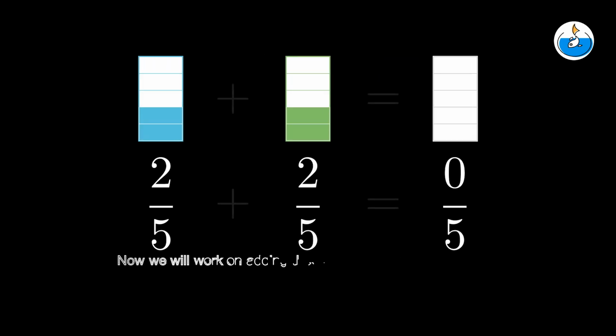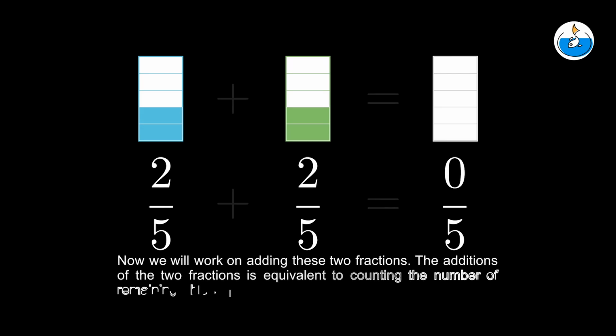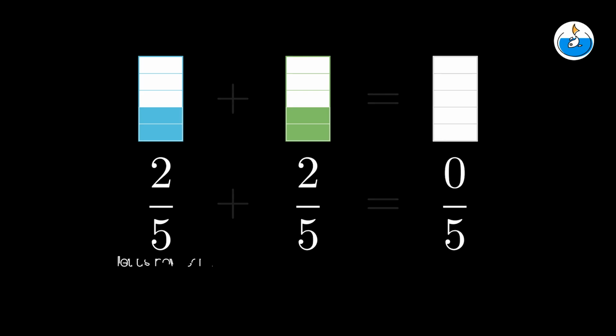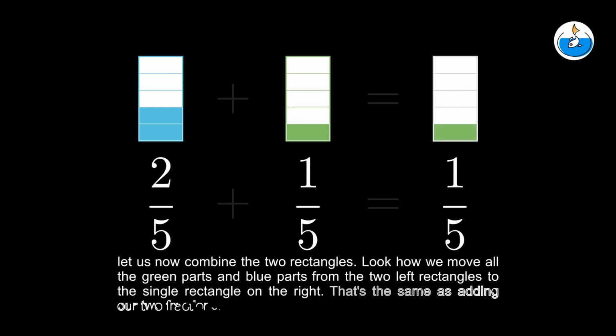Now we will work on adding these 2 fractions. The addition of the 2 fractions is equivalent to counting the number of remaining blue parts and green parts of the divided rectangles. Let us now combine the 2 rectangles. Look how we move all the green parts and blue parts from the 2 left rectangles to the single rectangle on the right. That's the same as adding our 2 fractions.